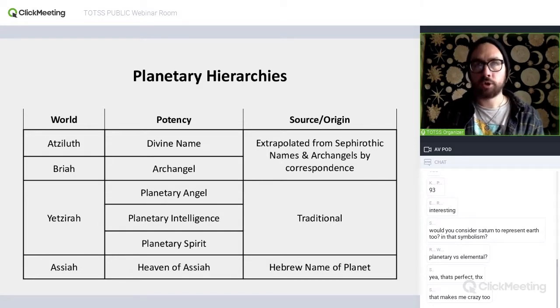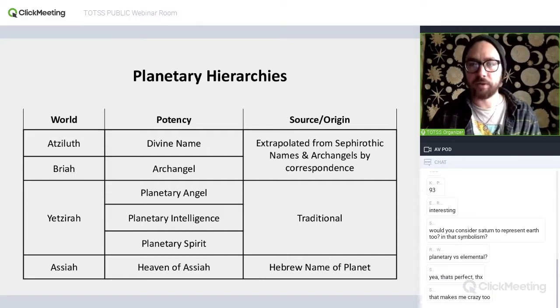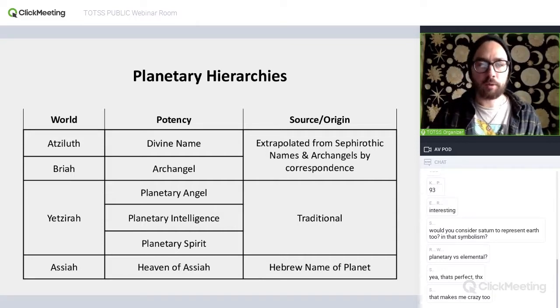Now, there are no traditional sources for these. So what we're going to do is derive those names through the Sephirothic correspondences. That's a little hard to explain clearly, but you'll see on the next slide, it's actually very simple. So we'll derive a divine name and an archangel for each planet through the Sephirothic correspondences.